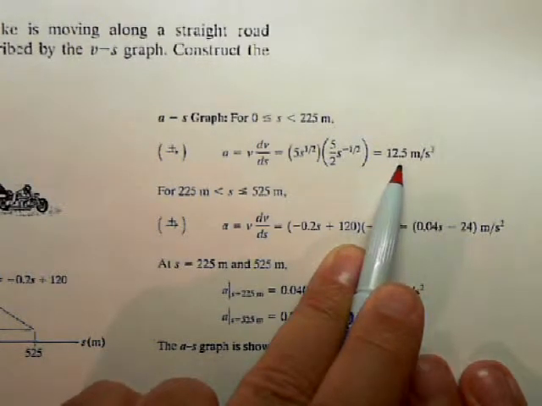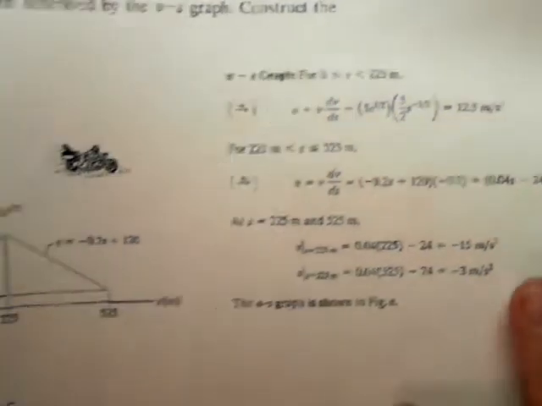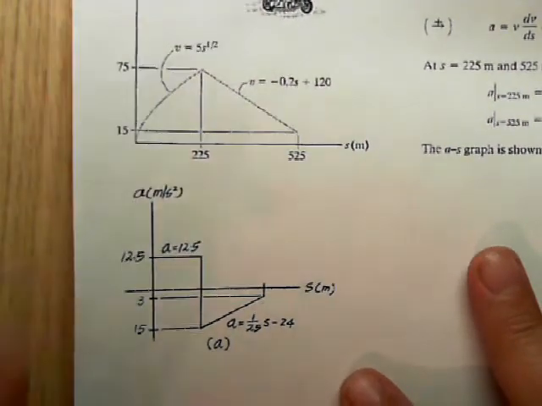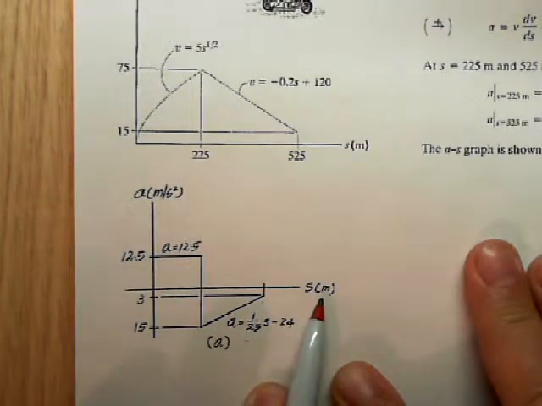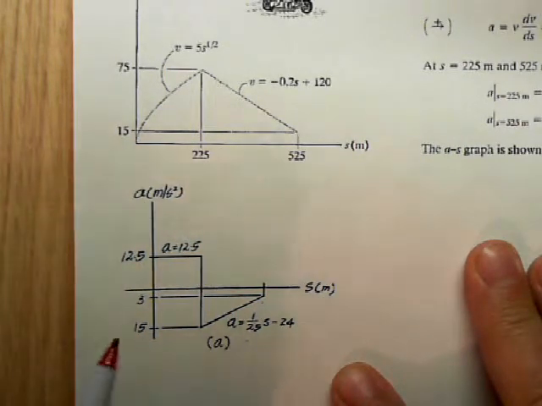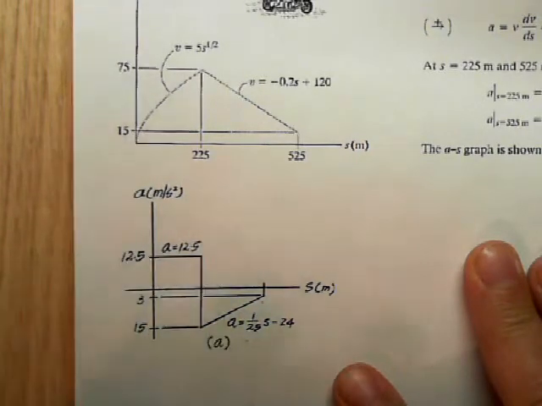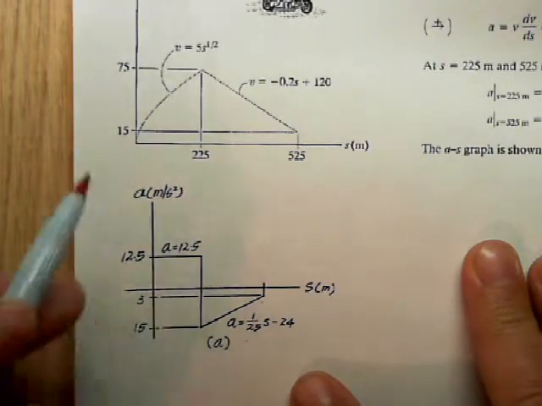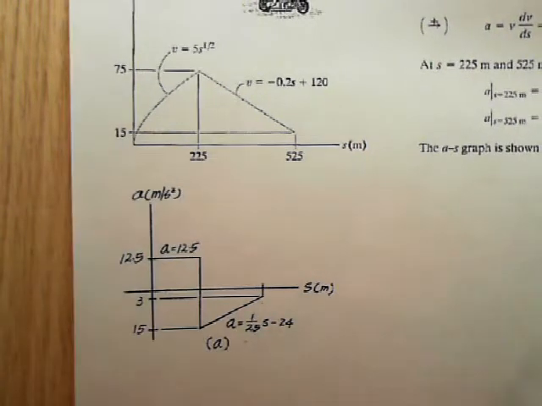Isn't that interesting? So in this region, acceleration is constant, and if we graph it, we'll go down here and generate an A versus S graph, and the first piece of that graph is A equals 12.5, a constant, and that will be true out to an S value of 225.